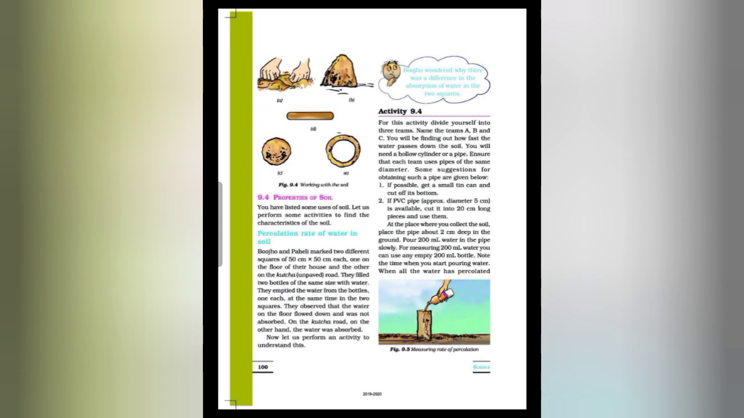So students, what is the meaning of percolation? Soil has spaces between its particles. So when water is poured over soil, some of it gets absorbed in the soil and the rest passes down the soil. The process in which water passes down slowly through the soil is called percolation of water. Water can percolate through all types of soil. The percolation rate of water tells us how fast water passes down the soil.